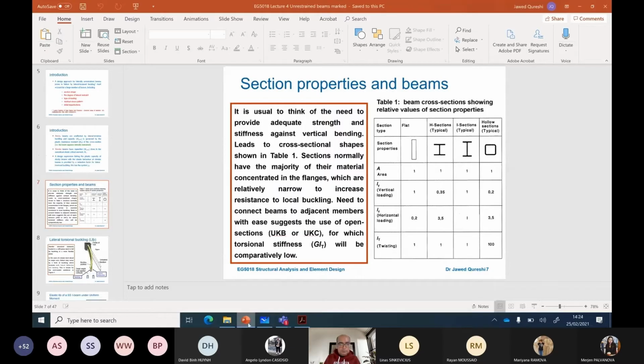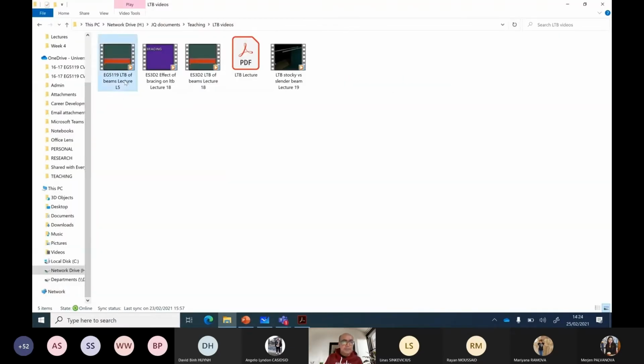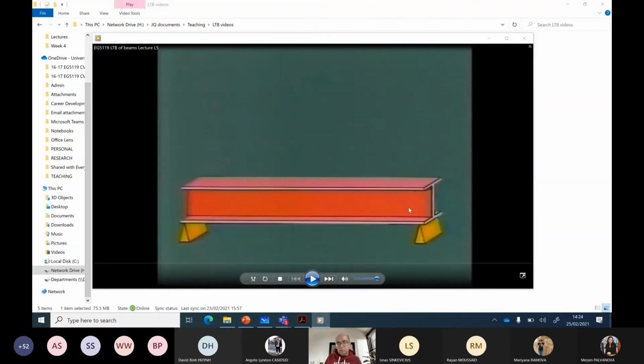I will show you some videos that will make things really clear, but because this video is old, the x-axis is termed the major axis and the y-axis is termed the minor axis. In Eurocode, y is the major axis and z is the minor axis. So please be mindful of that. Here they will use y, which means the minor axis.